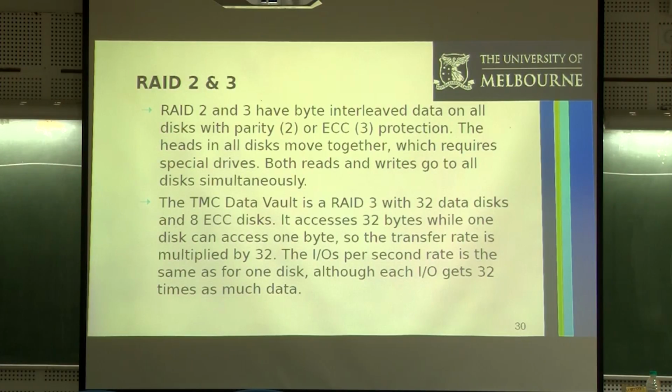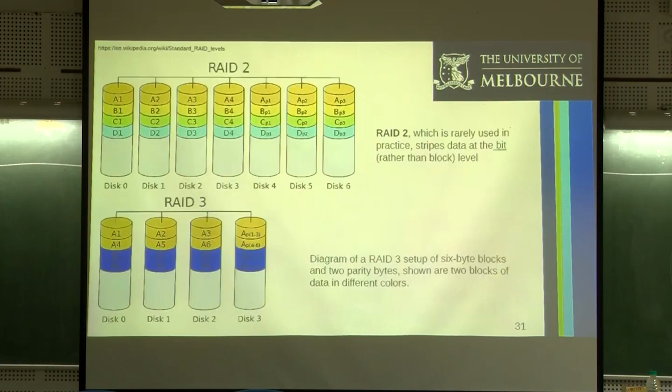So now RAID 2 and 3. RAID 2 and 3 are not really much used in practice. They're somewhat expensive. They have different kinds of protection, and the text talks about parity, error correcting, and so on. I mean, the diagram is probably better to look at rather than looking at the text.